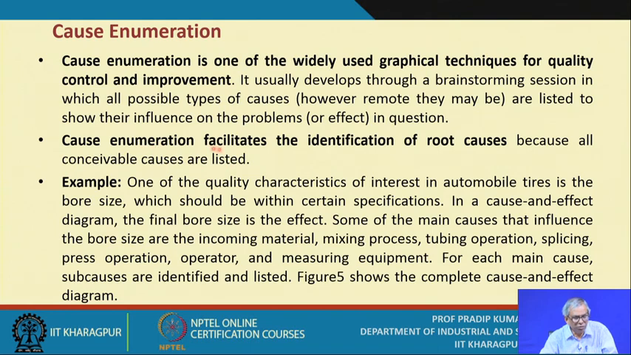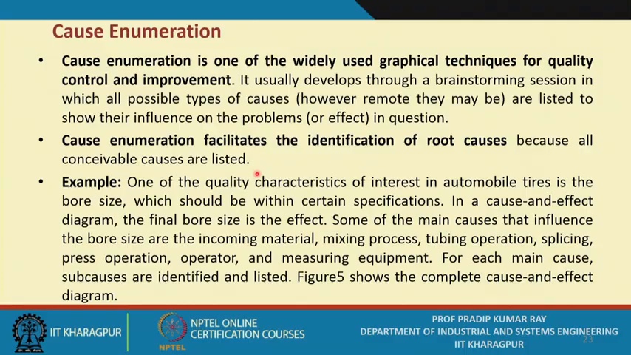The cause enumeration facilitates the identification of root causes because all conceivable causes are listed. That is why a group effort is a must, and you take certain time to identify the causes in a systematic manner. That means a thorough understanding of the system behavior is a must. Is it all right?